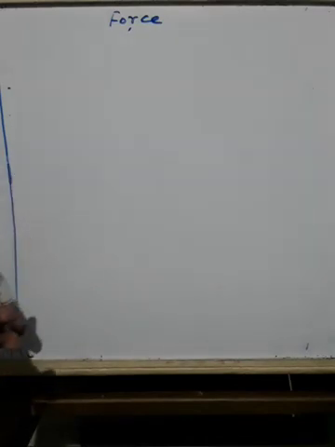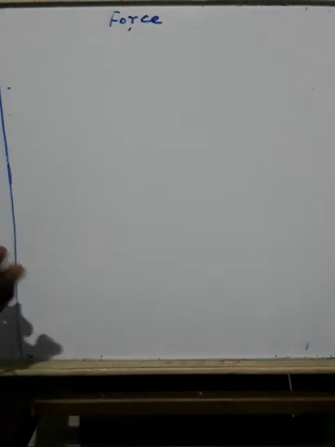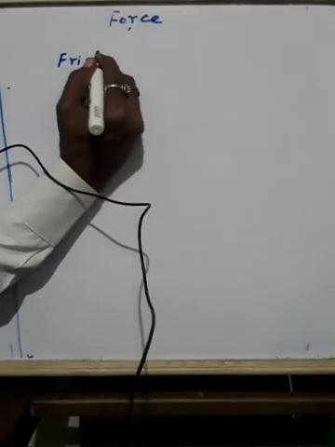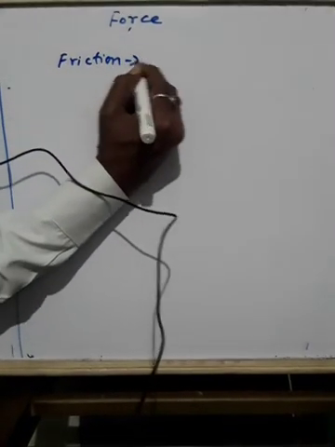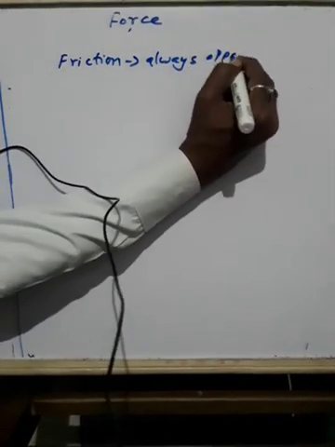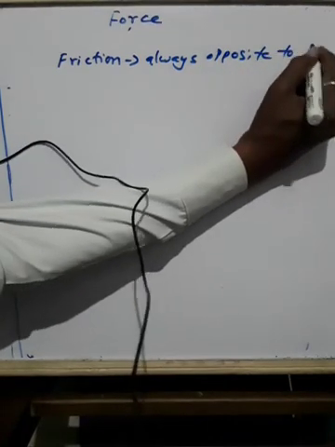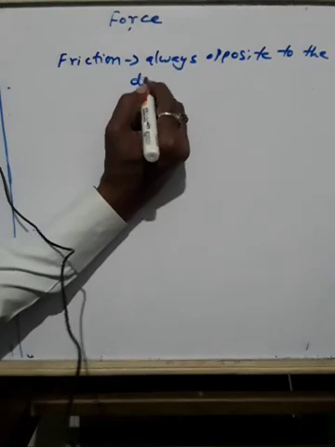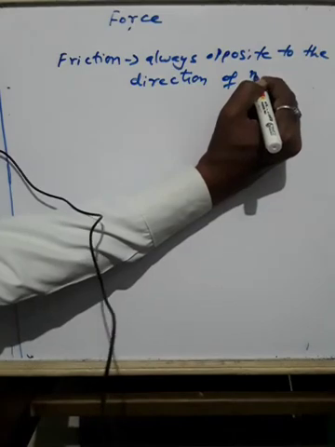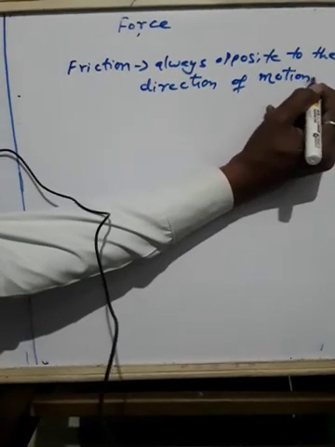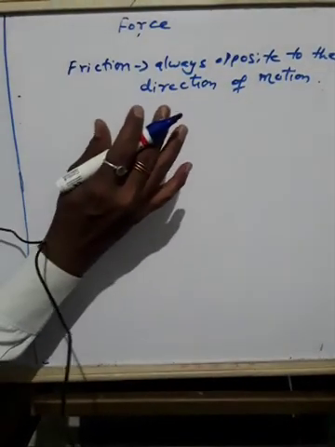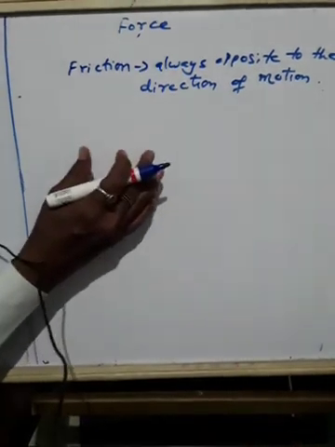See, friction is always in the direction opposite to the motion. Friction is always opposite to the direction of motion of the object. Okay. So unless the force that is moving the object is enough to overcome the frictional force, the object will come to a stop.